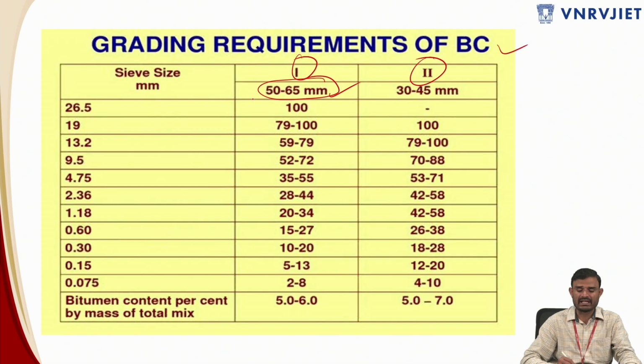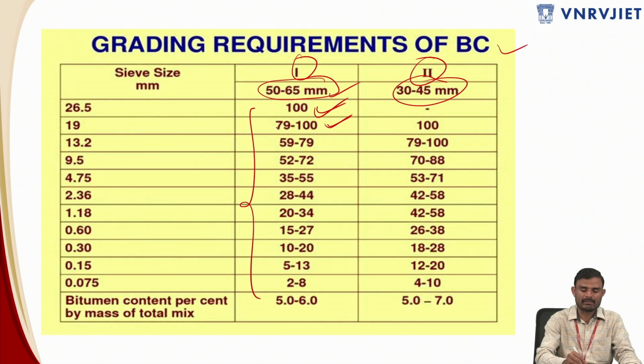This is nothing but the thickness of the layer, 50 to 65 mm, and this is a thickness of 30 to 45 mm, and these are the different gradations that we are going to have. 100% finer, which is nothing but cumulative percentage passing. 100% of metal is passing. Only 70 to 95, 79 to 100% of metal is passing through that. It means some percentage weight of the metal is retained over here.